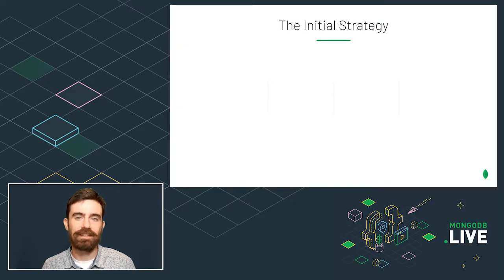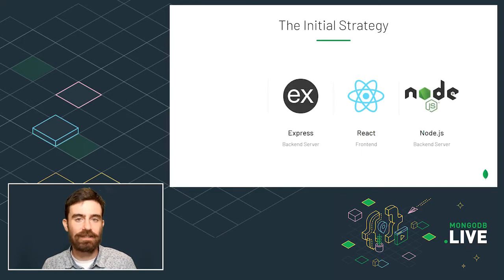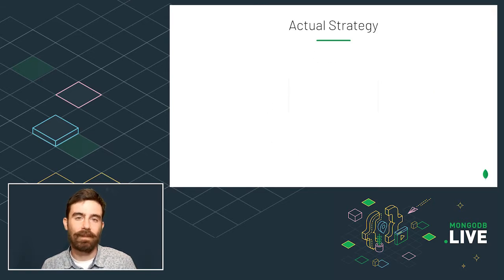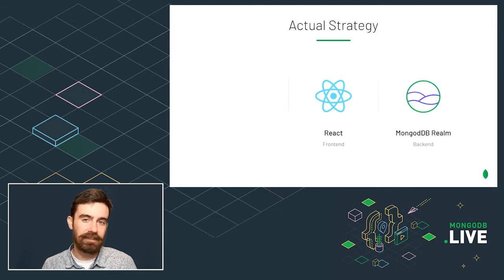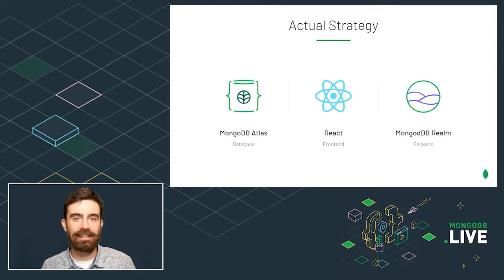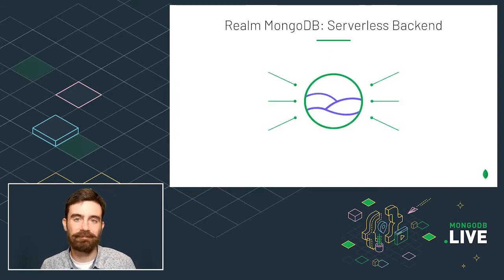My overall strategy: initially I was going to do React for the front end, Express and Node.js for the back end, and MongoDB Atlas for the database, or MERN. What I actually ended up doing was React for the front end, MongoDB Realm for the back end, and MongoDB Atlas as my database, which I'm calling MER, or Mr. Squared. It's still a working title.